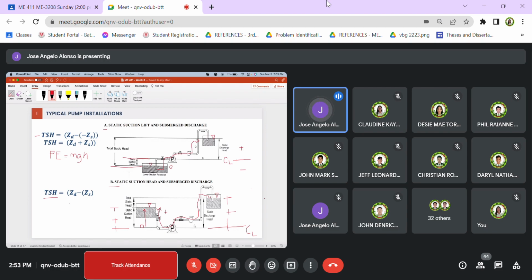Pero to make it easier, let's just use this equation and determine yung location ng ating static suction head and static discharge head. So anything na above the center line will be positive, anything below will be negative. By the way, wala naman sigurong discharge head na nasa baba, or kung meron man, then let's make it as negative yung value ng ating discharge head dito.